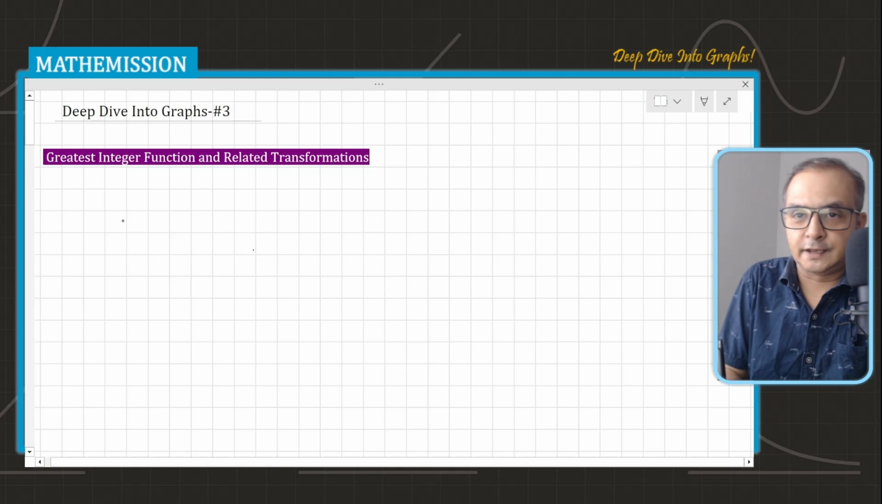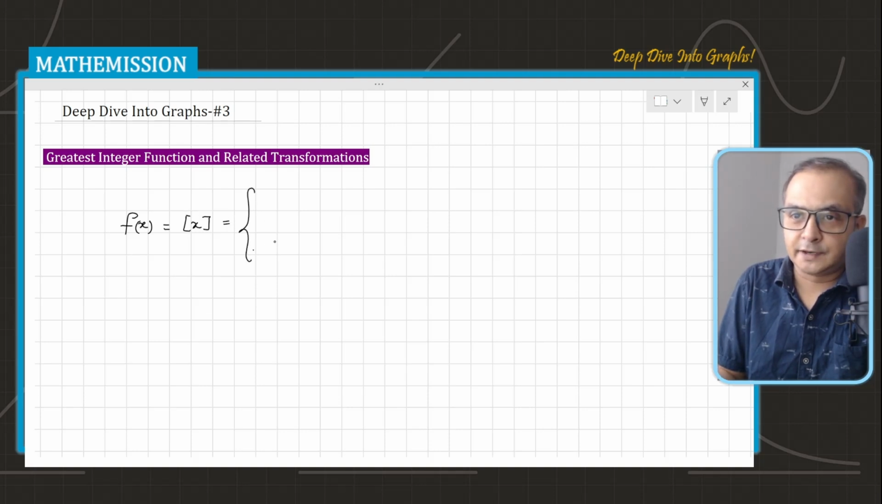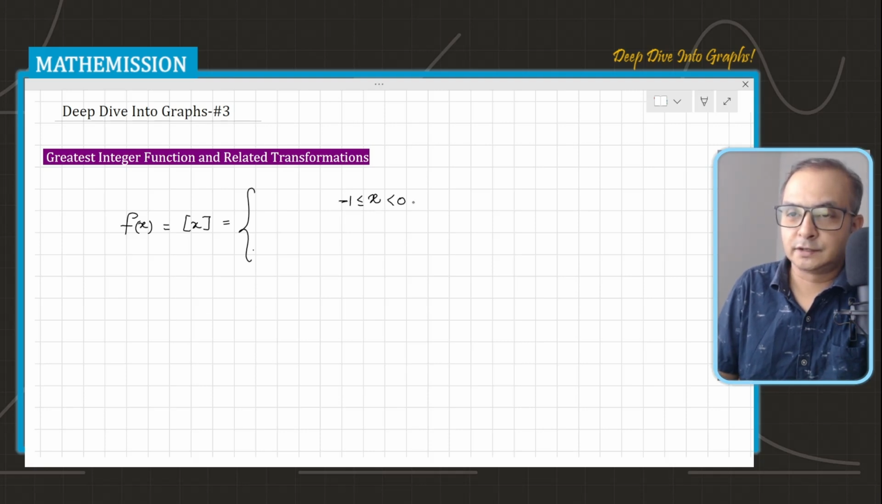So first of all, we'll see the definition of the greatest integer function. It is defined in piecewise form. When x is lying between -1 and 0, where -1 is closed and 0 is open, the value of the greatest integer function will be -1. When I substitute a value between 0 and 1, the function will provide us 0. When I substitute a value between 1 and 2, including 1, the function will provide the value 1, and so on.